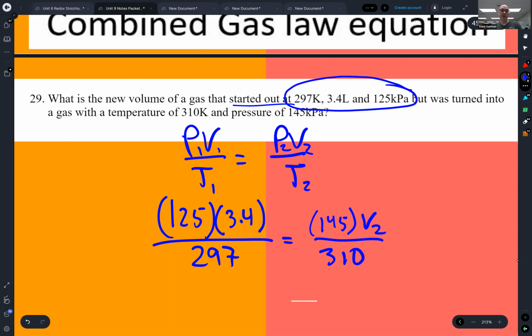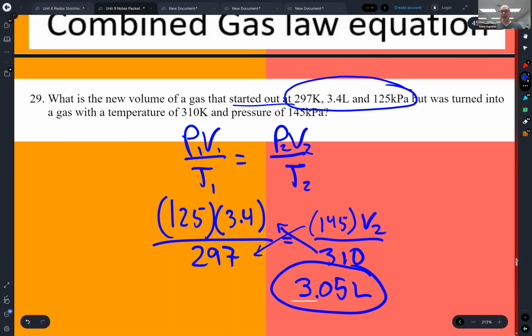So I'm just going to cross multiply 125 times 3.4 times 310. And then I'm going to cross multiply down here to get that V by itself. So I have this value divided by 297 divided by 145, and I end up with 3.05 liters as my answer. This is the combined gas law.